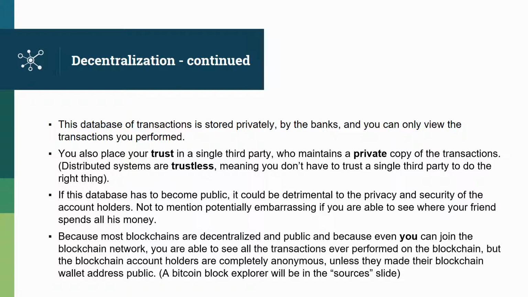Because blockchains are decentralized and public, and because even you can join the blockchain network, you are able to see all the transactions ever performed on the blockchain. But the blockchain account holders are completely anonymous, unless they made their blockchain wallet addresses public.